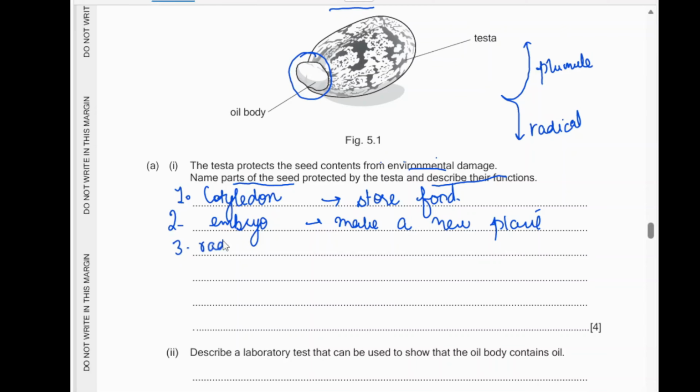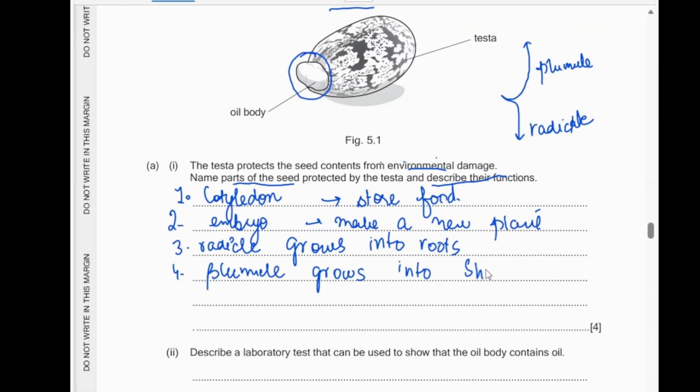Radicle, oh, my spelling is incorrect. The radicle grows into the root, while the plumule grows into the shoot. What is the difference between shoot and stem? Shoot has leaves. A stem with leaves is called a shoot.